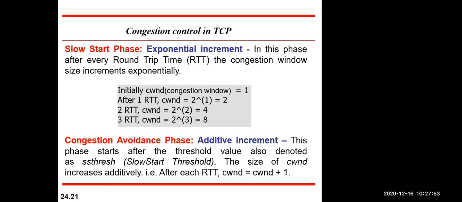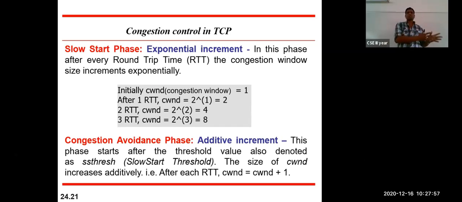Acknowledgement. The time taken for a data packet to be sent from source to destination, and an acknowledgement for that packet to come back from destination to source. This overall time is called round trip time. So initially, look at that algorithm now.